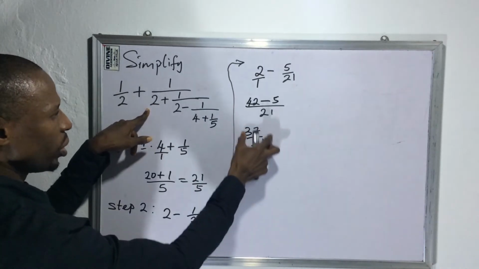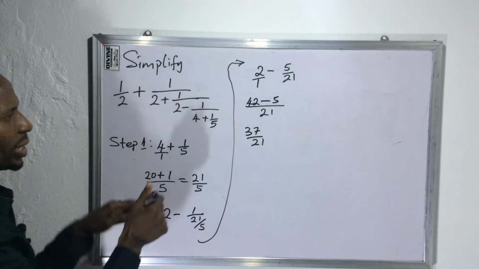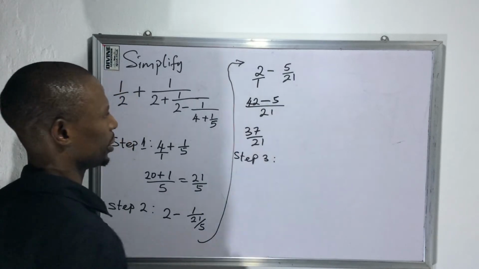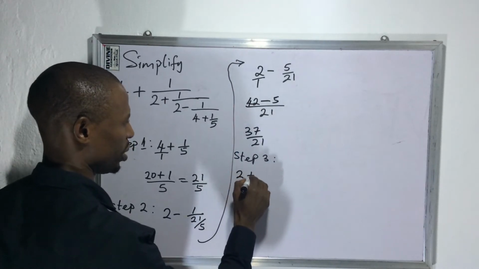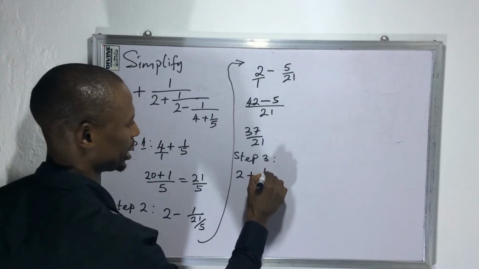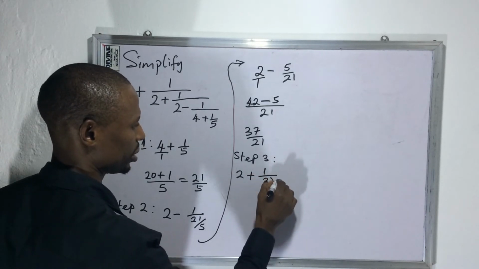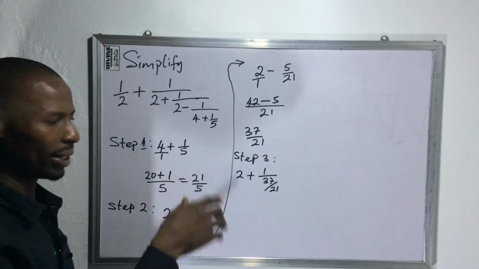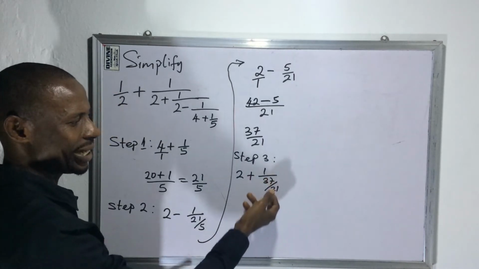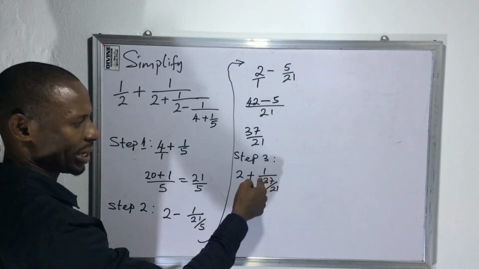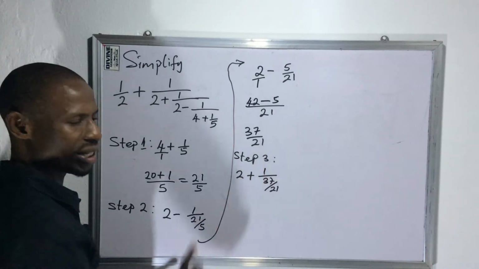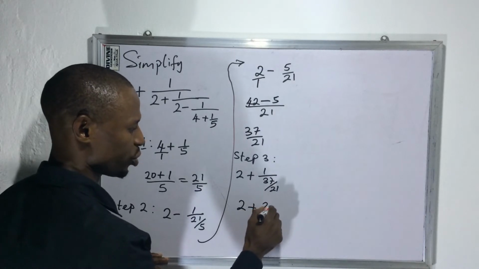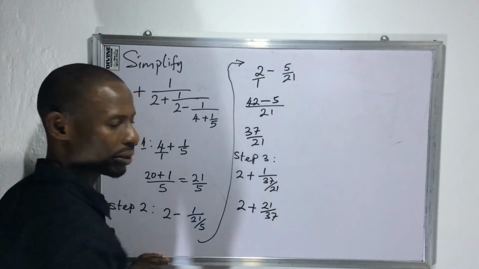And that leads us to the next expression. So we bring the whole of this and put it under this. This leads us to step number 3. Step 3, we have 2 plus 1 all over 37 all over 21. Like what I did on the other side, what we do here is interchange this. When you move this up and take this one down, this one and the division sign will leave. So this expression could be written as 2 plus 21 all over 37.